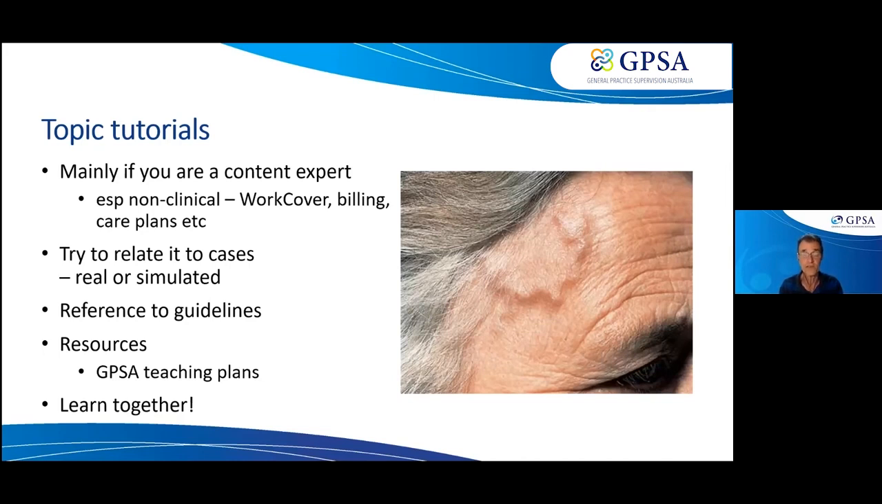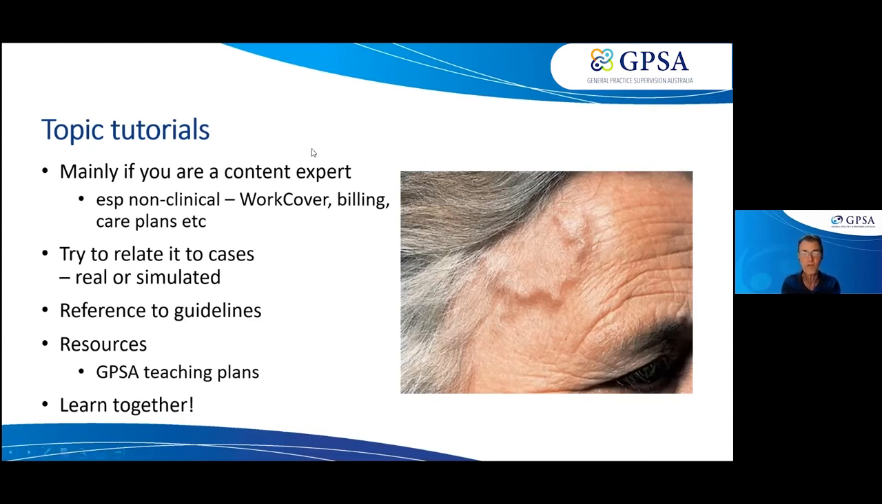You are, as GPs, experts at some of the processes of general practice, which again are an important knowledge to know. We're content experts on maybe things like work cover or even care plans and billing and so on. That's not easily got out of books or resources, and running a session on care plans is a fantastic thing to do. References and guidelines can be useful to look up during the topic tutorial. And don't forget, this is an opportunity for you both to learn together. Registrars have got a lot to teach us as well.